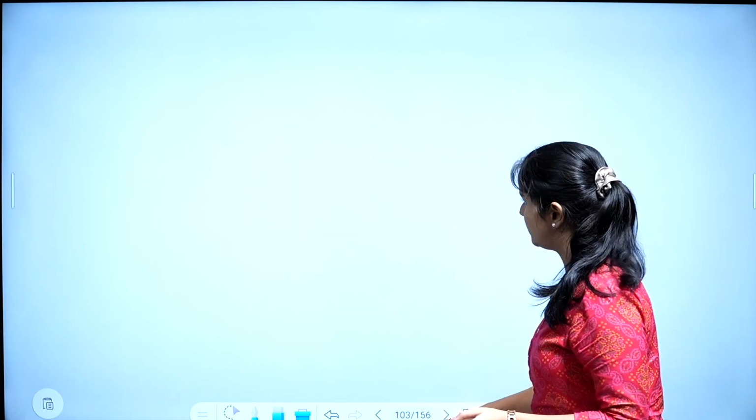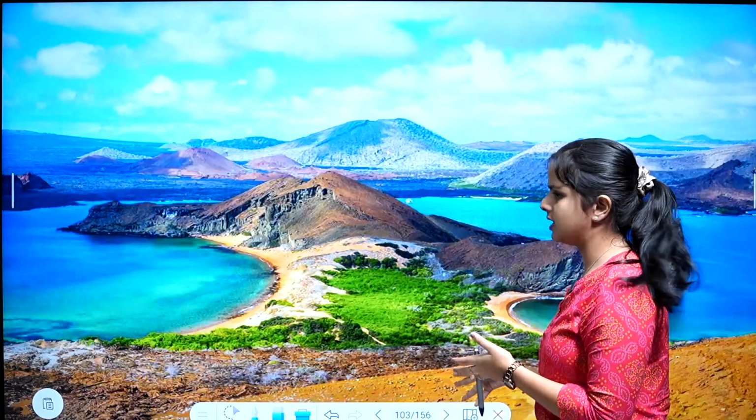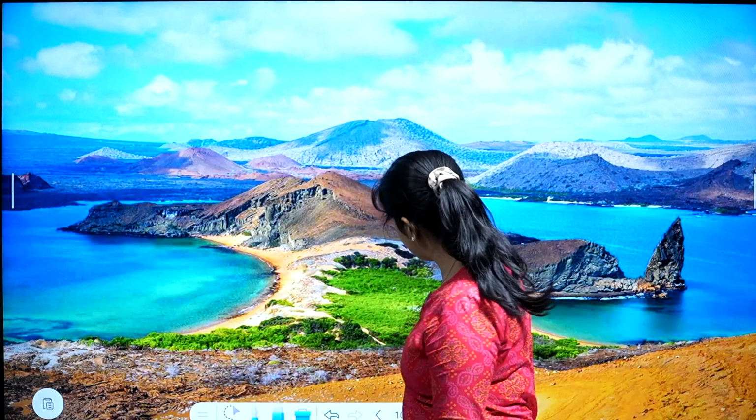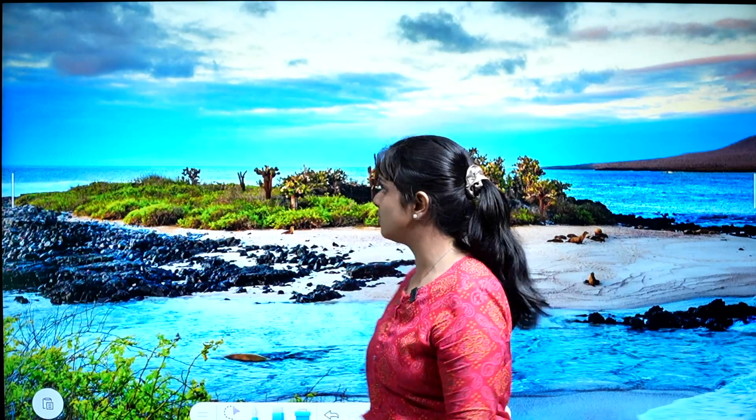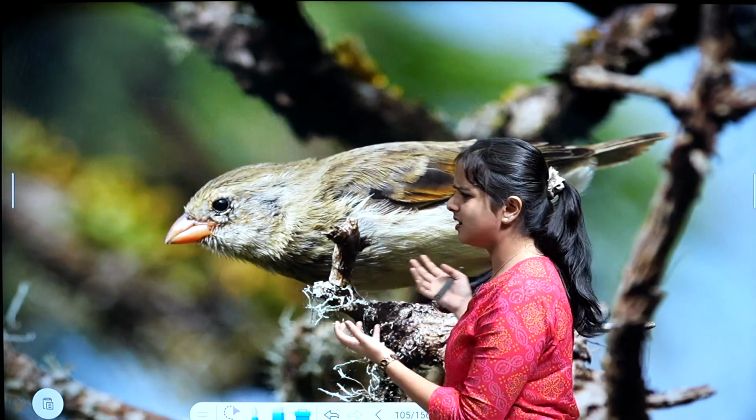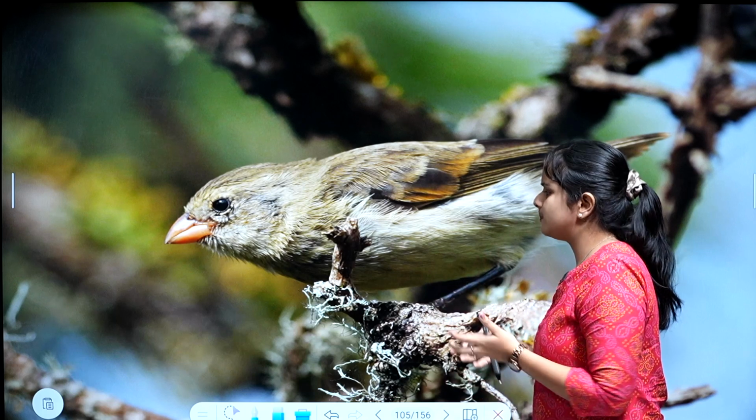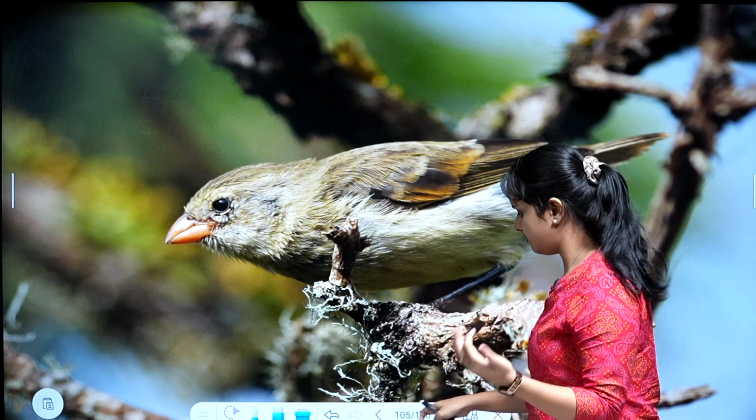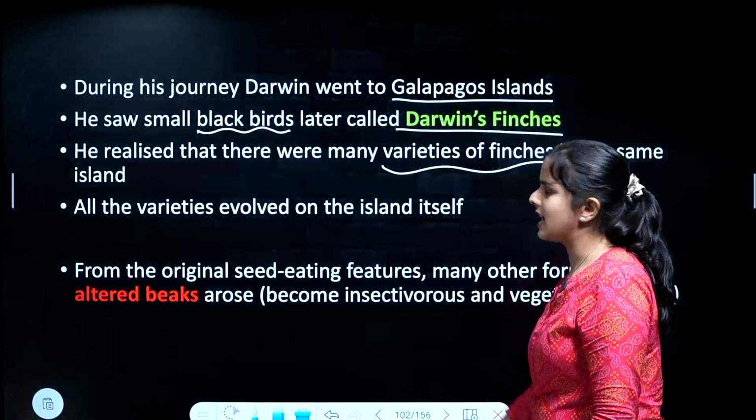So I'll show you the finch. This is the Galapagos Island. It's a very beautiful island, and a very special island also. If you are interested, I want you to look into Galapagos Island more, because it's said that in Galapagos Island there are many different species that we don't even know about yet. And this is Darwin's finches. It's just a brown or black colored bird, later known by the name Darwin's finches.